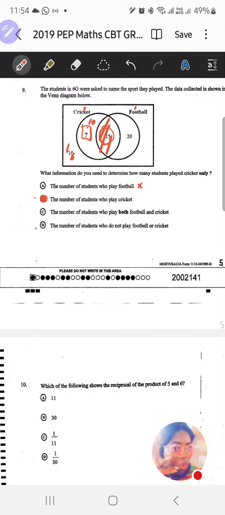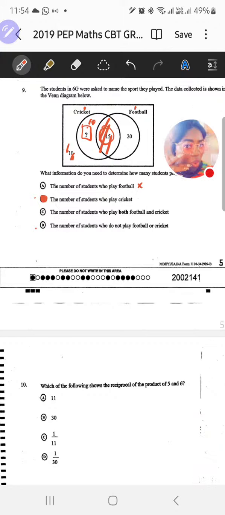Number 10 says, which of the following shows the reciprocal of the product of 5 and 6? Let's see what the product of 5 and 6 is. The product of 5 and 6 would be 5 times 6. That would be 30. And reciprocal means that we flip it, right? So if we have 30 here, we can write this as a fraction over 1. And if we're going to find the reciprocal of this, because 30 over 1 is the same as 30, it means that 1 would now be the numerator and 30 will now be the denominator. So the reciprocal of 30 will be 1 divided by 30. That is option D.